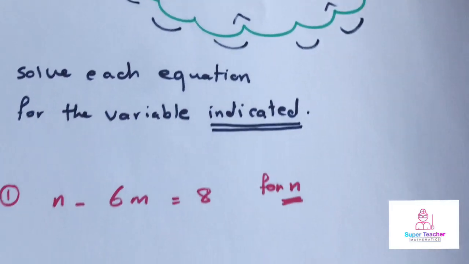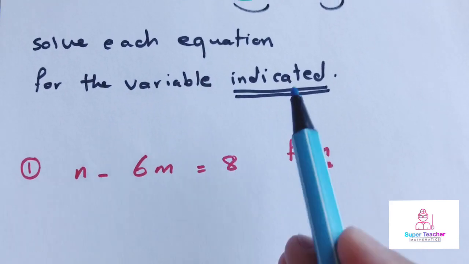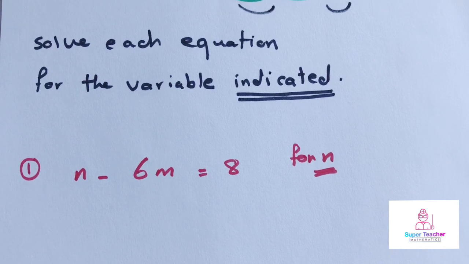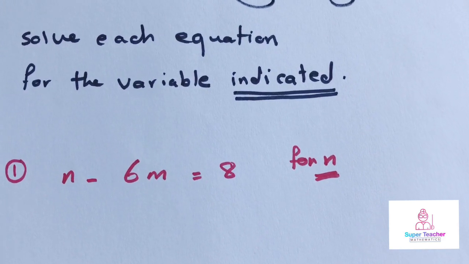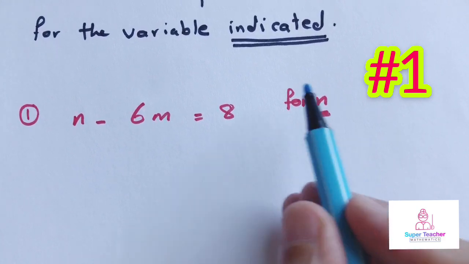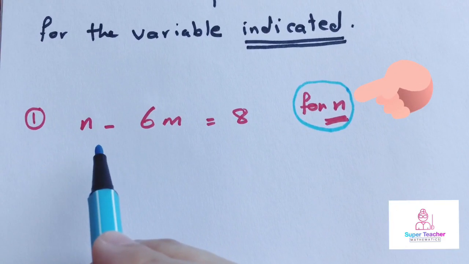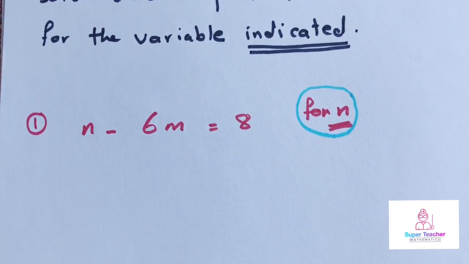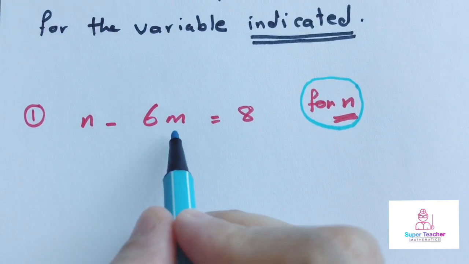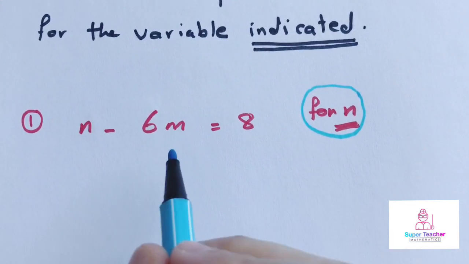Let's start with question 1. Solve each equation for the variable indicated, because we have many variables, so I need a specific variable. Okay, number 1, n minus 6m equals 8, for n. So this is the indicated variable, n. So I'm going to keep the n alone. So n minus 6m equals 8. So we have minus 6m.